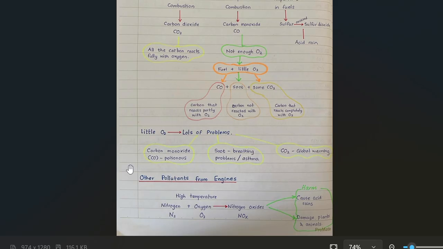Next part, the other pollutants from engines. With a high temperature, nitrogen and oxygen react to form nitrogen oxides. We write it as NOx because there are many types of oxides, so we write them with a common group as NOx, nitrogen oxides. What harm is caused by these? These nitrogen oxides also cause acid rain, just like sulfur dioxide. And they also damage plants and animals, right? These are the things you need to remember.